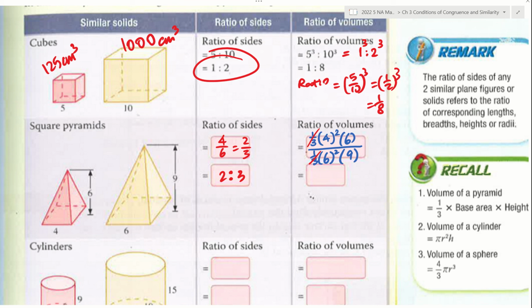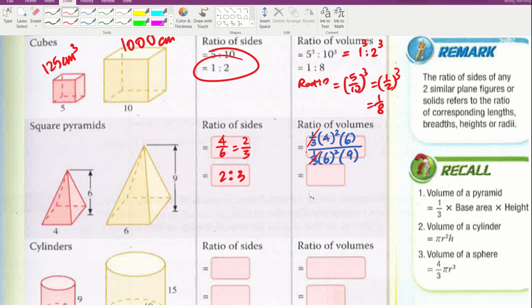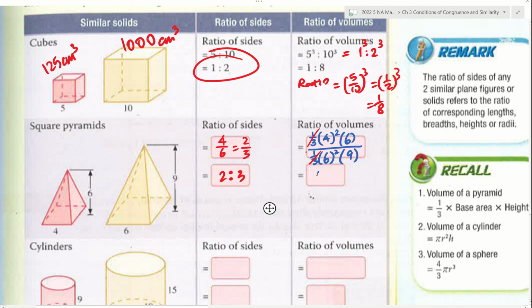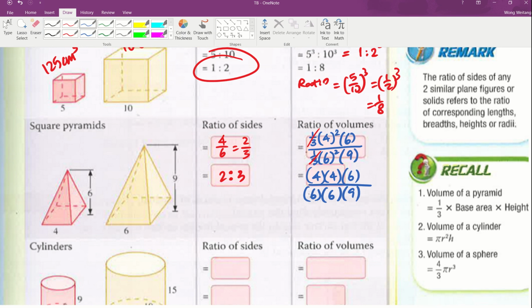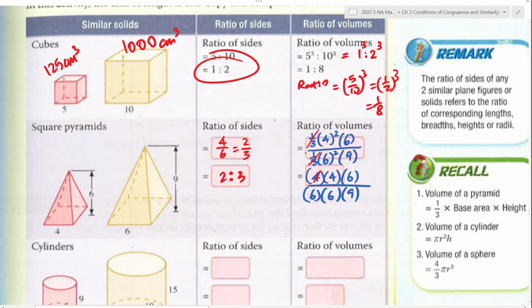You know, if I were to separate them, this is what it's going to look like. 4, 6, divided by 6, 6 and 9. Correct? Then if I go and cancel each of them, you see what I will get. 4 and 6 becomes 2 and 3. 4 and 6, 2 and 3. 6 and 9, 2 and 3. Any surprises? Not surprised, right? We expect it to be the case. So turns out the ratio is just 2/3 cube.